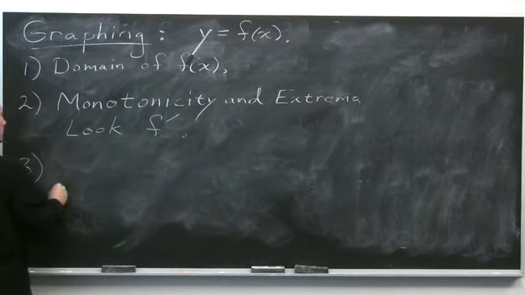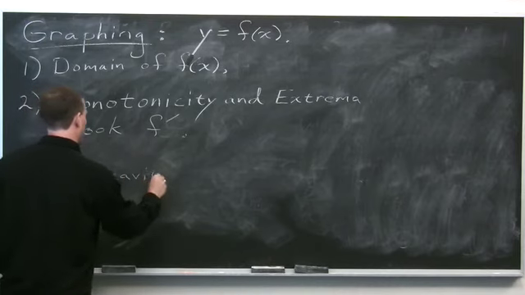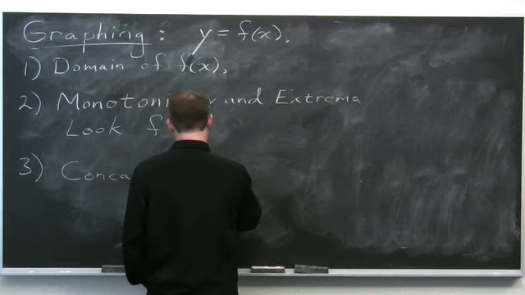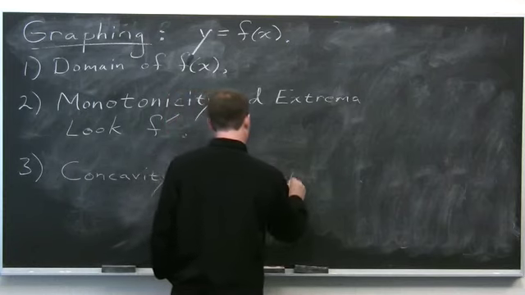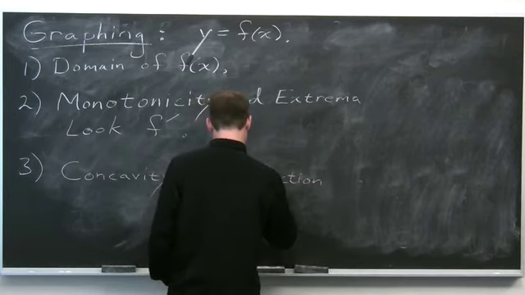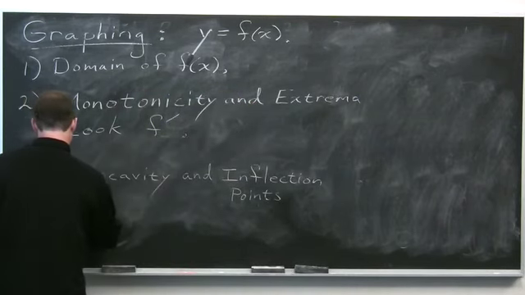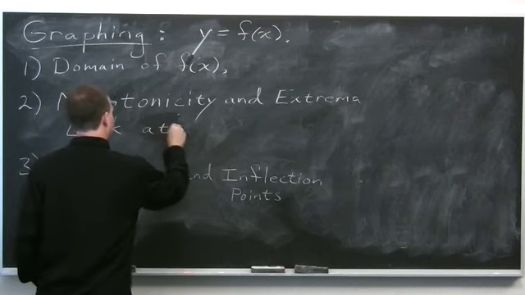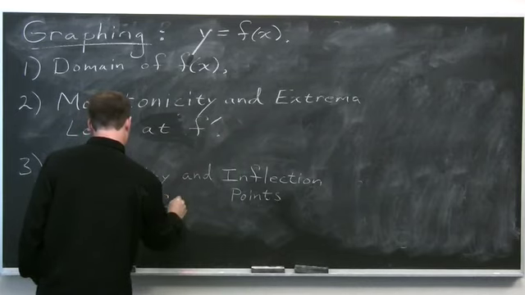Third, we want to look at the concavity, where the graph is concave up and where it's concave down, and the points where it switches from concave up to concave down. So those are the points of inflection, or the inflection points. And this, of course, uses f double prime, the second derivative of f. Look at f prime. Look at f double prime.